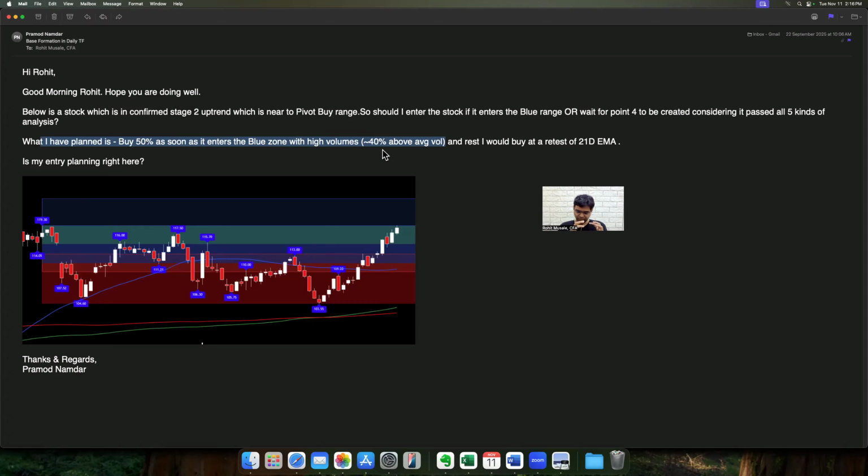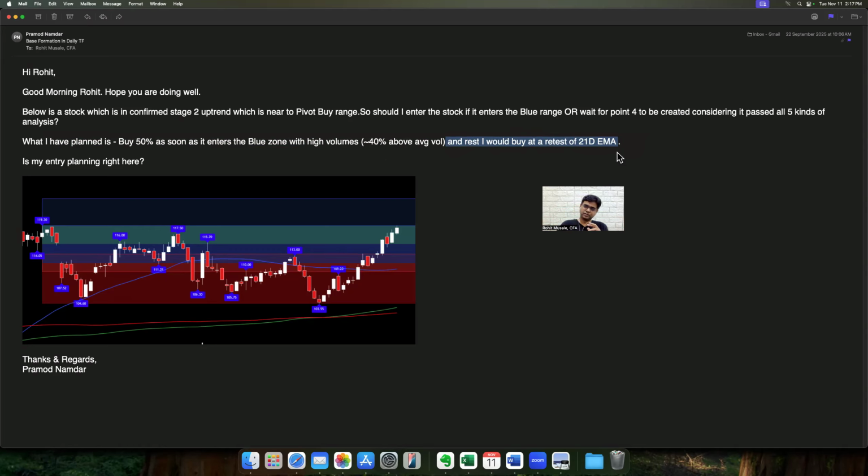That is where he plans to buy 50 shares, which is not correct, by the way, because if it is entering the blue zone on high volume, you should take full position. Why take a 50% position, right? And the rest I would buy at a retest of 21 DMA. This is wrong. He's planning to buy at a retest of the 21-day exponential moving average. So he wants to buy half on a weekly time frame chart and half on the daily time frame chart. Don't do that. If you're taking a trade on the weekly, manage it on the weekly. If you're taking a trade on the daily, manage it on the daily, right?